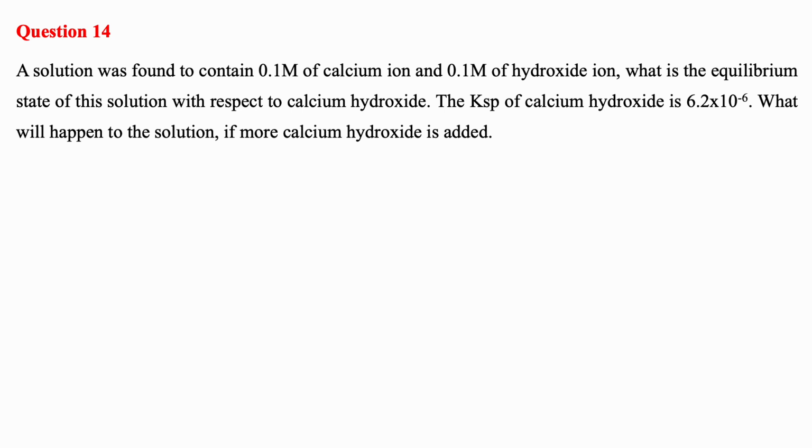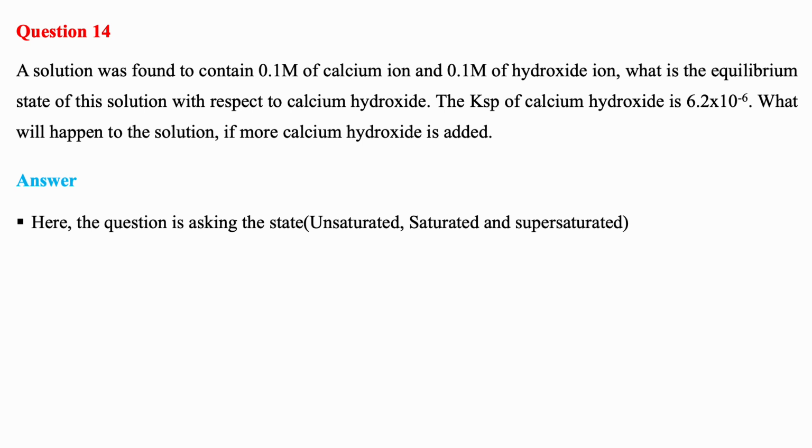So now they are asking what will happen to the solution if more calcium hydroxide is added. Of course, if you add more calcium hydroxide, you end up with a precipitate. Then an equilibrium will be established. But let's see in which state the solution is, which has 0.1 molar calcium ion and 0.1 molar hydroxide ion.